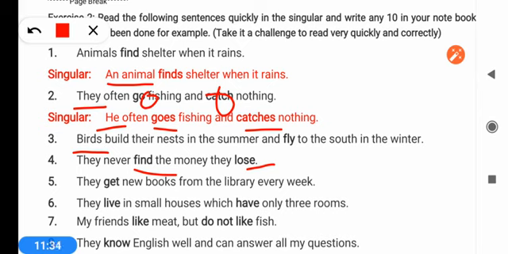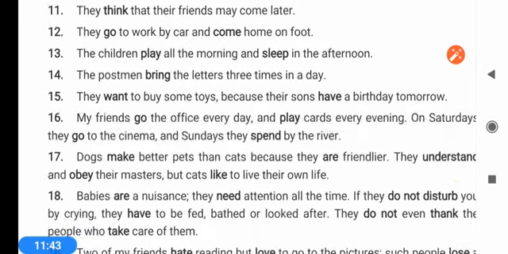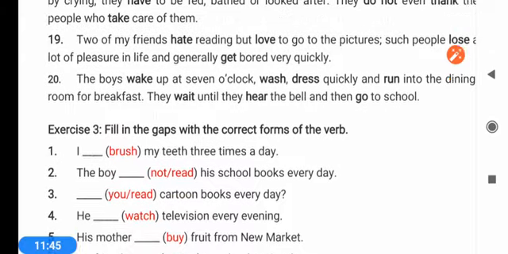They get new books from the library every week. He gets a new book from the library every week. This way you are going to practice all of these. Here is the challenge. I wish that you should accept.